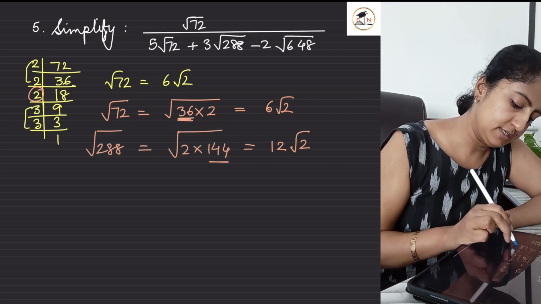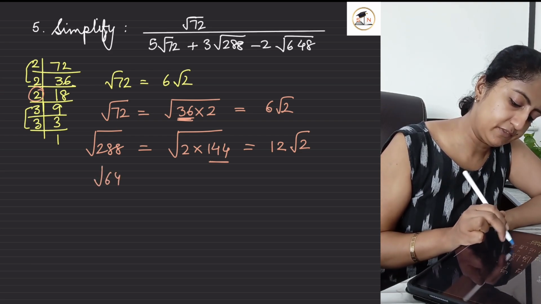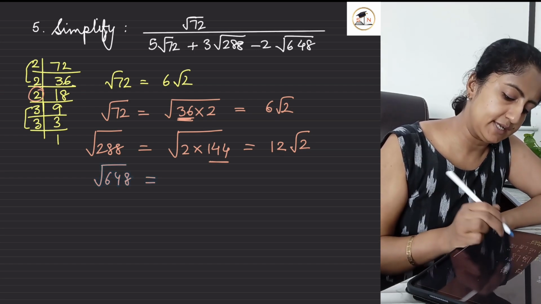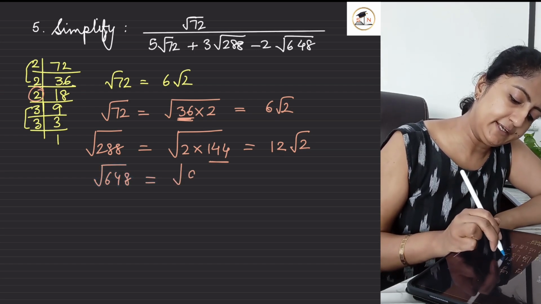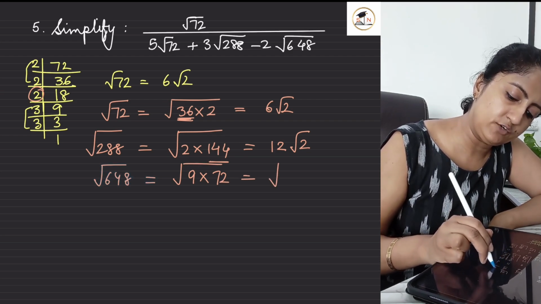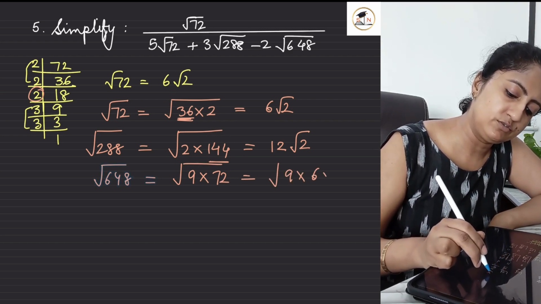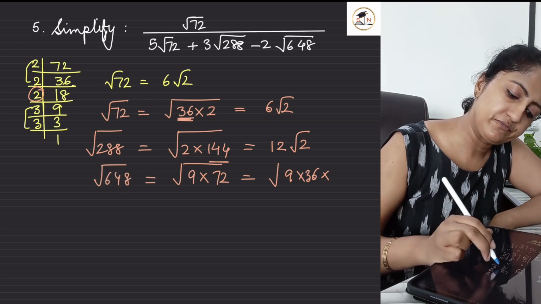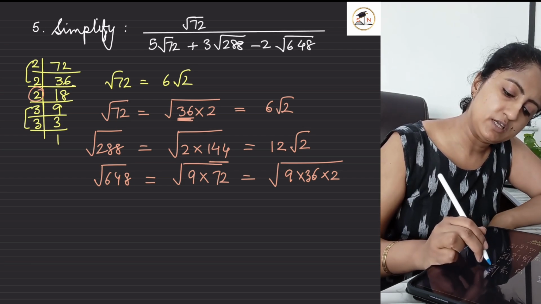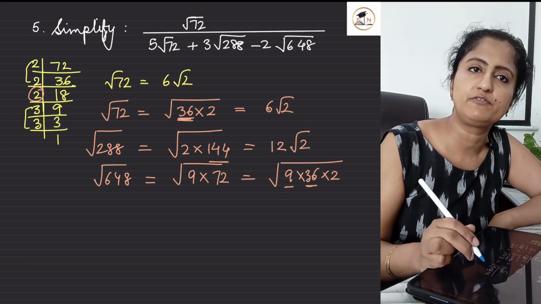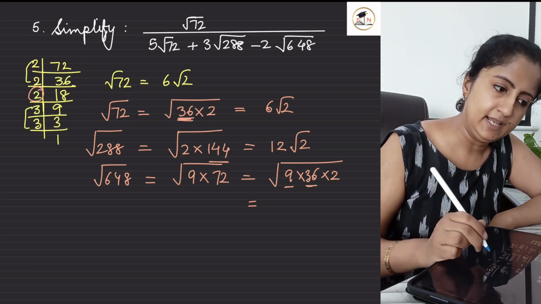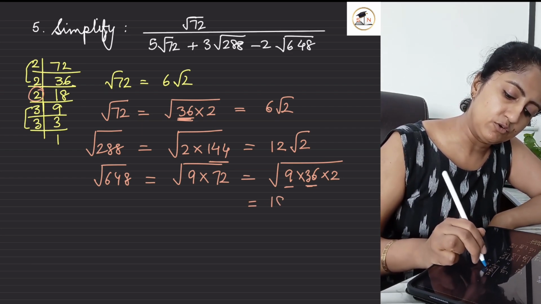The last number, 648. Now, what is 648? I can see that 648 can be written as 9 into 72, right? And then we can break 72 further as 6 into 36 into 2. So this together number becomes 648. Now 9 and 36, they are perfect squares. So they will get converted into 3 into 6, which is 18. It becomes 18 root 2.